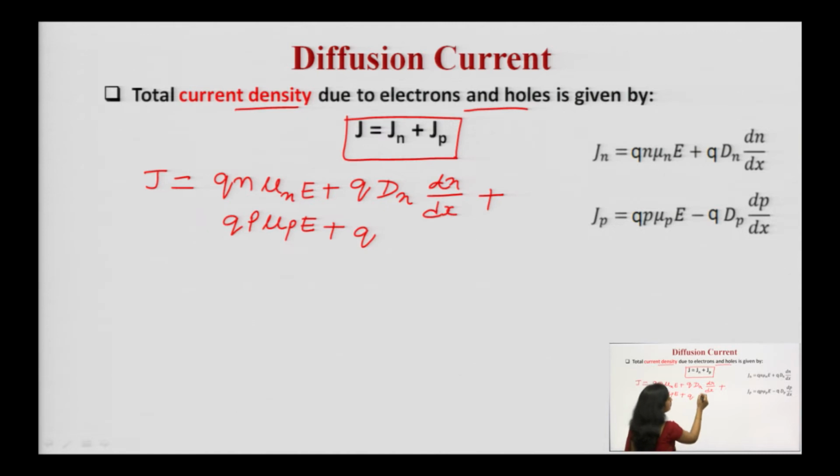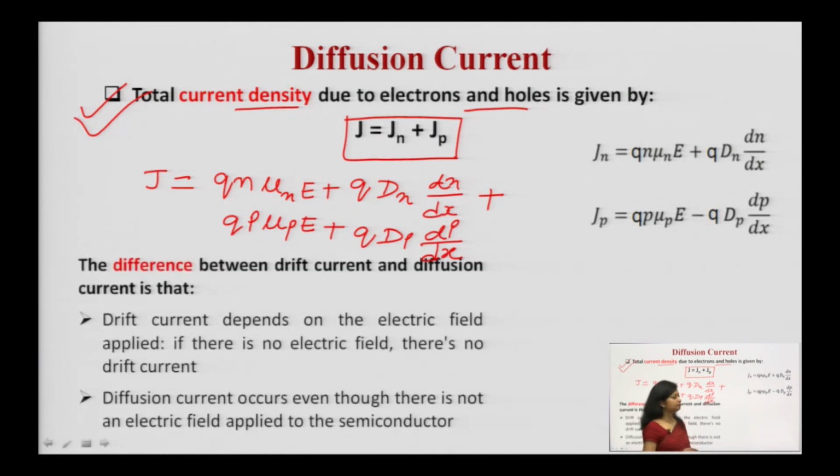Q, the charge on the hole, Dp is the diffusion coefficient of the holes, into dp upon dx, which is the concentration gradient for the holes. So, this is how you can calculate the total current density. Now you have written 3 equations: the total current density because of electrons, the total current density because of holes, and the total current density because of both the electrons and holes.